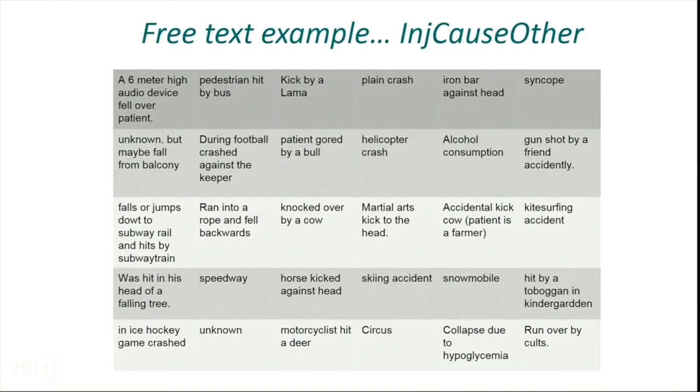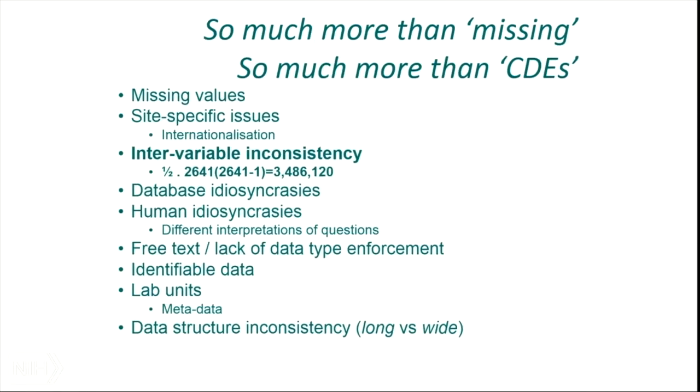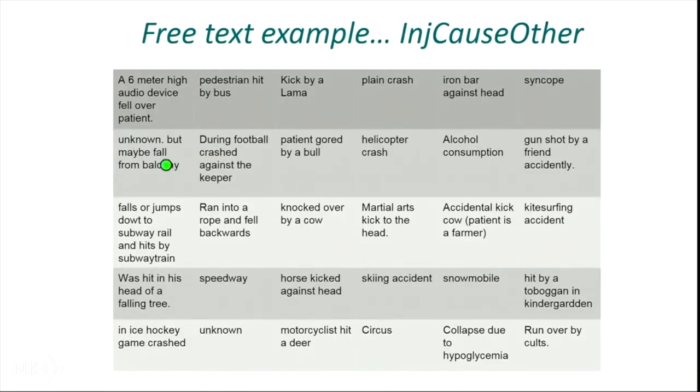And here I've got a little extract of that particular data element, which I showed before. We've got 6-meter high audio device fell on patient over here. We've got fall from balcony, fall jumps, trees, ice hockey, llamas, bulls, cows, horses, motor, deer, skiing, martial arts. Here we've got plane crash, which is another problem because this is misspelt as well. And then here I've got run over by cults. I really have no idea what that's all about. Another spelling mistake, I don't know. But the point I'm trying to make here is this is information, but I have no idea what I'm going to do about it.